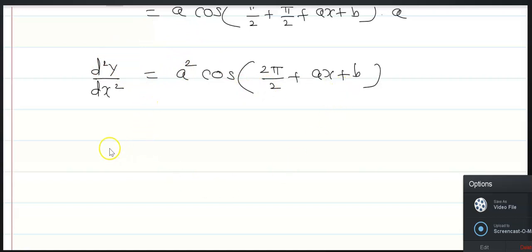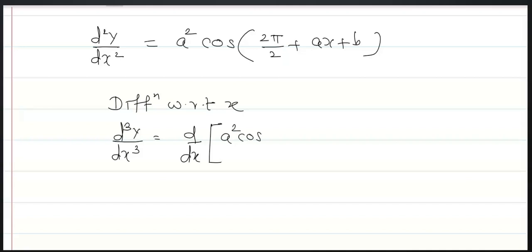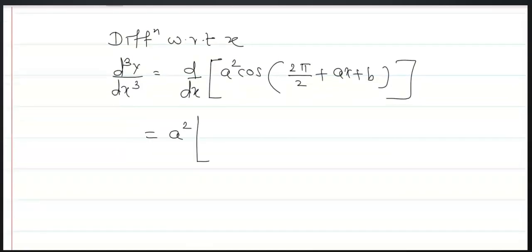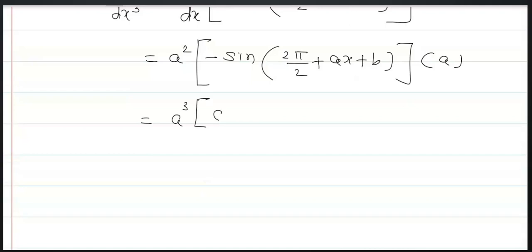Then what will be the third? That is d3y by dx cube is equal to a raised to 3 cos of 3 pi by 2 plus ax plus b. And hence in general, dny upon dx raised to n can be written as a raised to n cos of n pi by 2 plus ax plus b. Hence, now see this here. Differentiate this with respect to x, d3y by dx cube is equal to d by dx of a square cos of 2 pi by 2 plus ax plus b. Therefore, its derivative is minus sine of 2 pi by 2 plus ax plus b into the derivative of ax plus b, which is a, that is a cube.